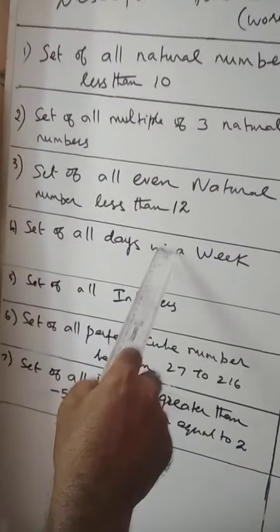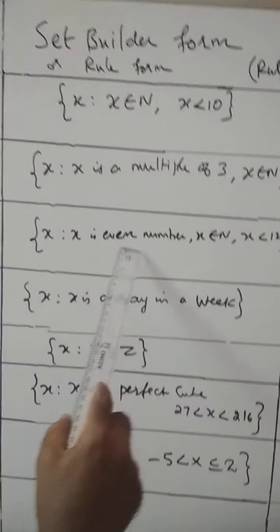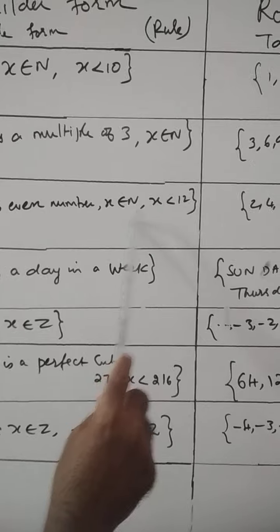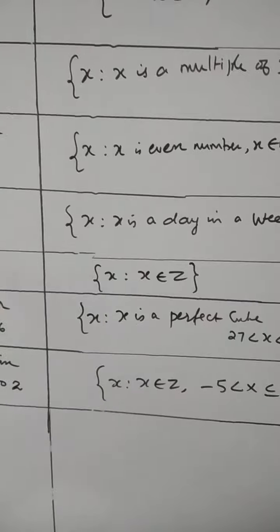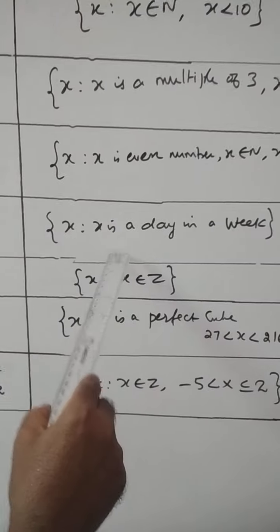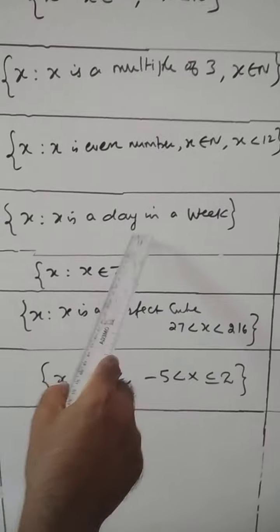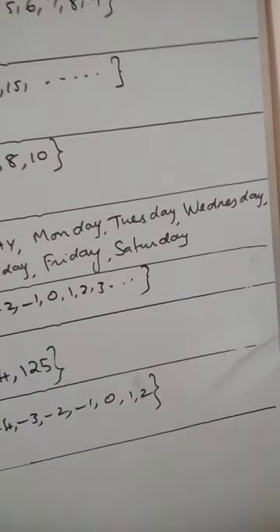So in descriptive form, write it in words. Then set builder form, the rule: set of all x, x is an even number, x belongs to N and x less than 12. Listing all the elements: 2, 4, 6, 8, 10. Then the fourth example, set of all days in a week. In words, then rule form: set of all x such that x is a day in a week. Here we can write all the days, Sunday to Saturday.